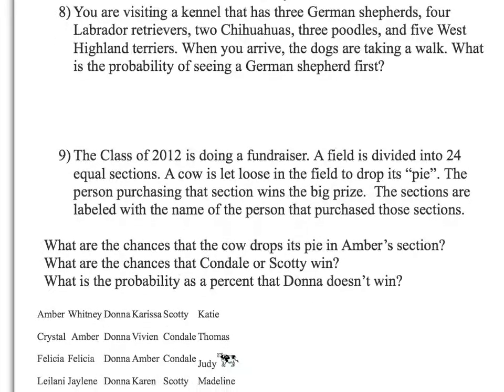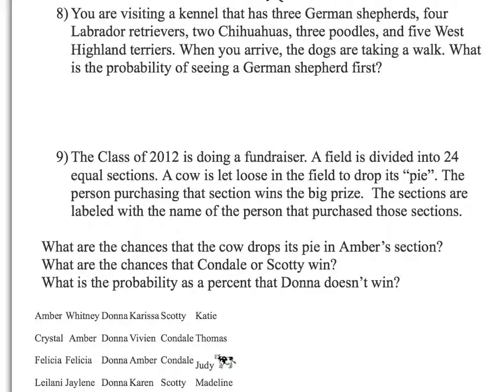Okay. So, here, we're visiting a kennel that has 3 German Shepherds, 4 Labrador Retrievers, 2 Chihuahuas, 3 Poodles, and 5 Westies. When you arrive, the dogs are taking a walk. What's the probability of seeing a German Shepherd first? Well, once again, we want to think, what total number of German Shepherds, the favorable outcomes of seeing those, over the total number of dogs.